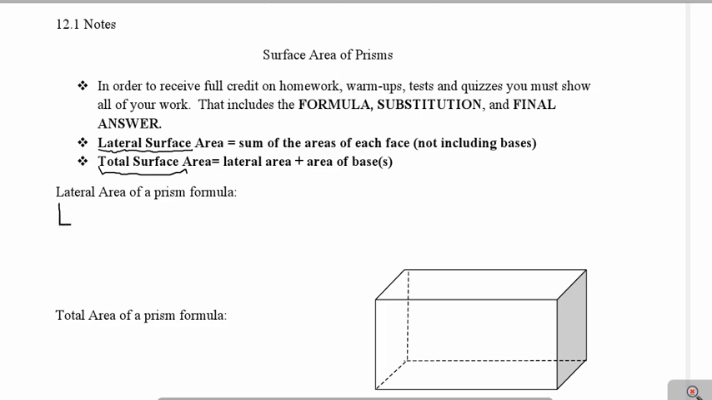So the lateral area of a prism formula, and this goes for any type of prism, is equal to the perimeter of the base times the height of the prism.